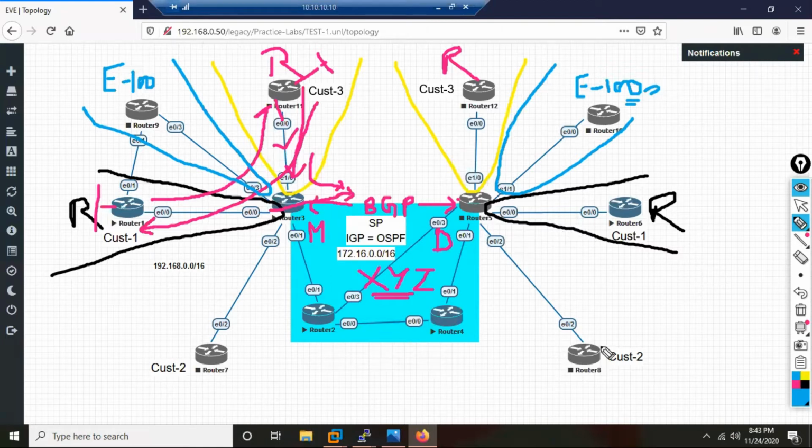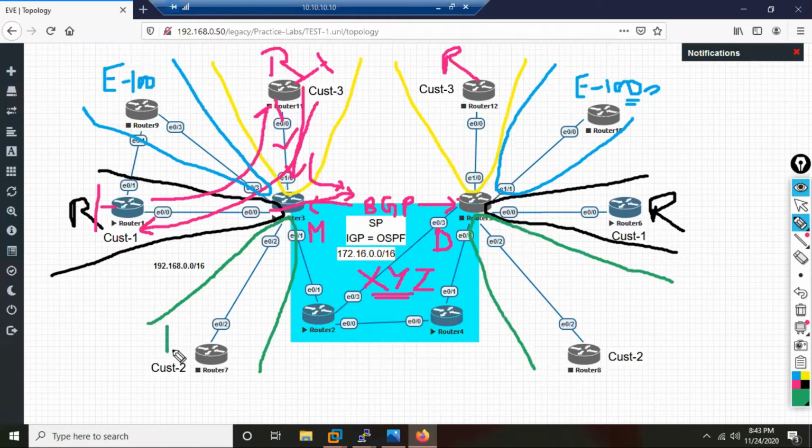So is it possible that tomorrow the service provider gets one more customer like this? Let's say this customer is also running EIGRP, and coincidentally this customer is also running EIGRP AS 100. Is it possible now like this also?